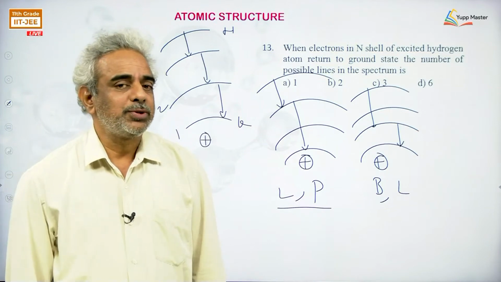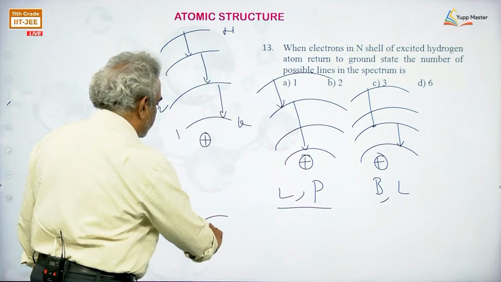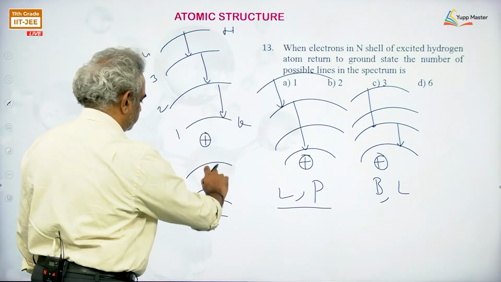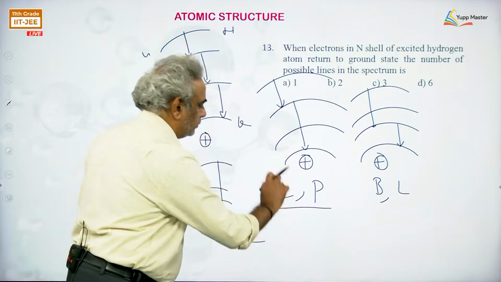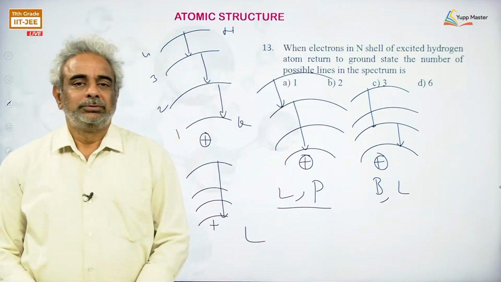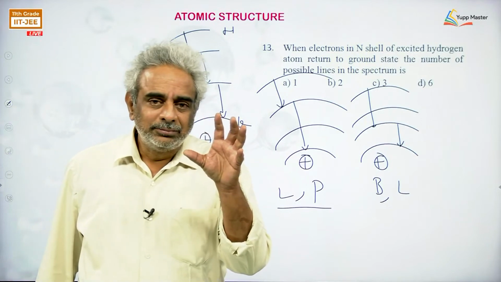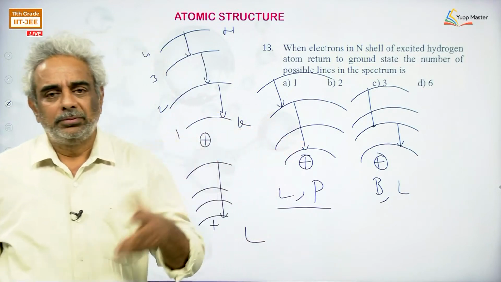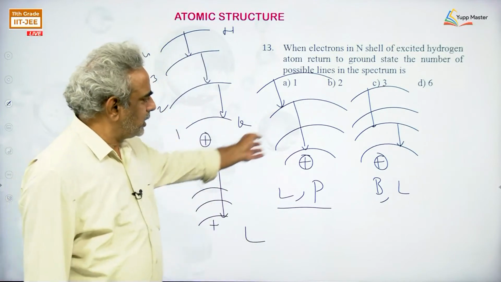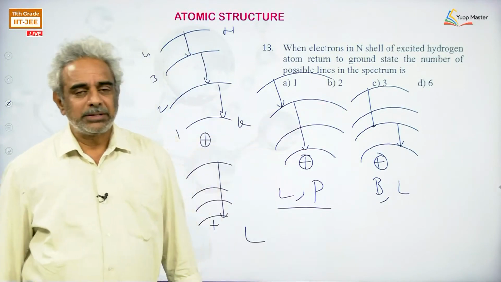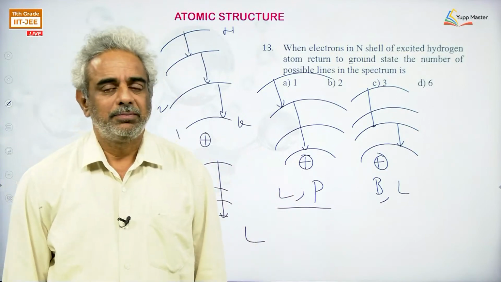Is there any other possibility? Yes. The electron may prefer to jump directly, in which case you will get only one Lyman line. So, it's a single hydrogen atom. Anything may happen, but once you have crores and crores of atoms, all the things are assumed to be taking place, so we will count all the possible spectral lines.